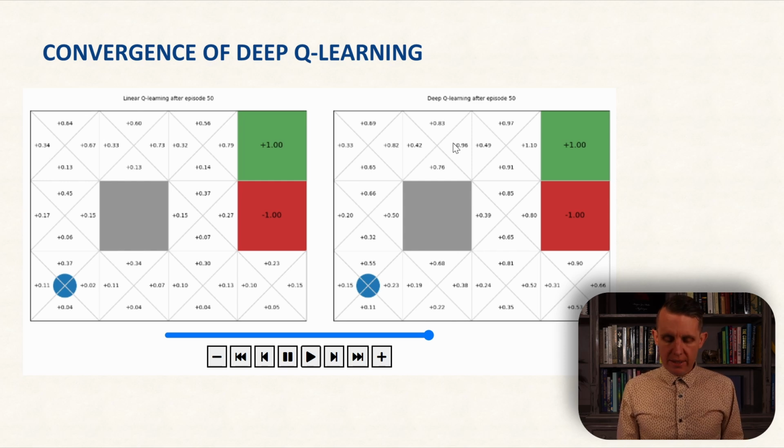The main difference between deep Q function approximation and linear Q function approximation is that deep Q function approximation doesn't give any guarantees on convergence. It can converge to a local optima, whereas linear Q learning is guaranteed to converge to a global optima.